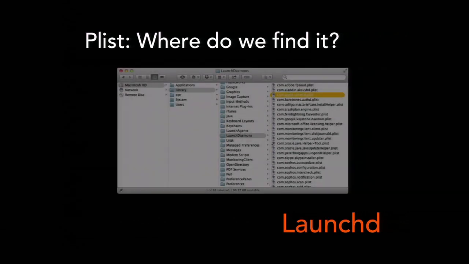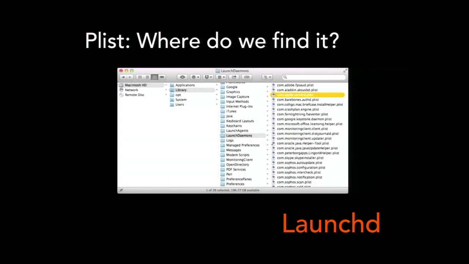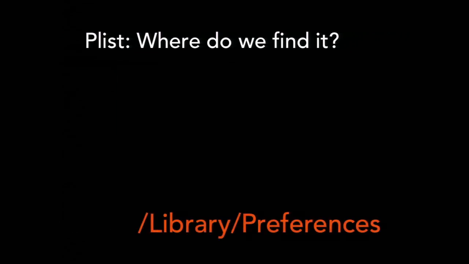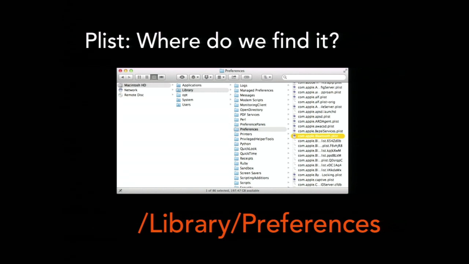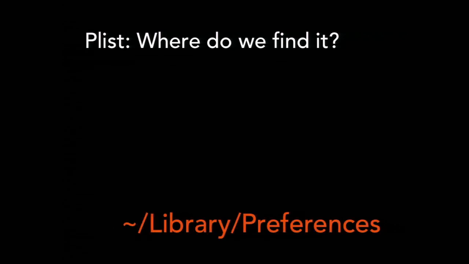You'll also find P-lists used in launch agents and launch daemons. Typically, you're going to find those in the system library, the main library, and each user's library folder. So this is the main library. Library preferences. That's where you're going to find a lot of P-lists that really control a lot of the computer settings. And then also the user's home folder library preferences.